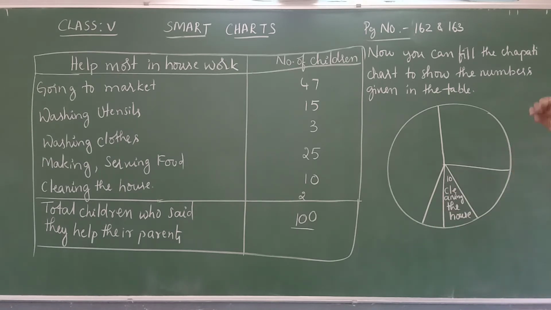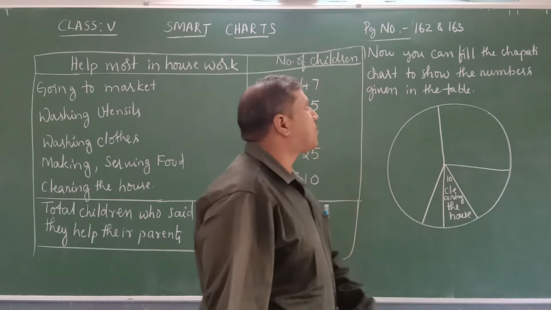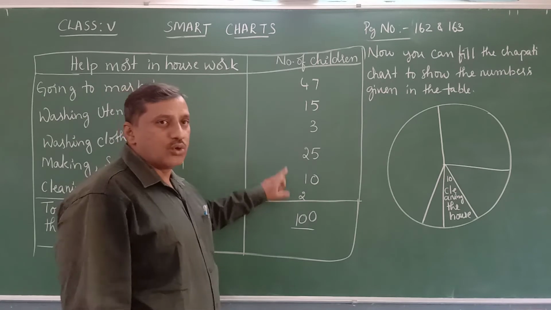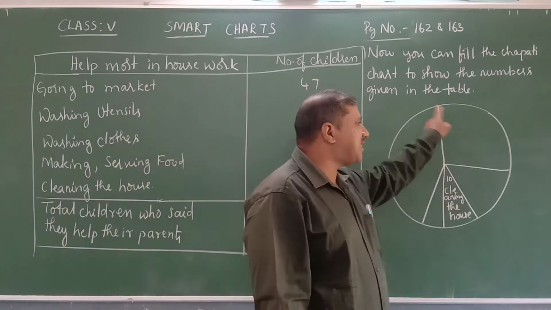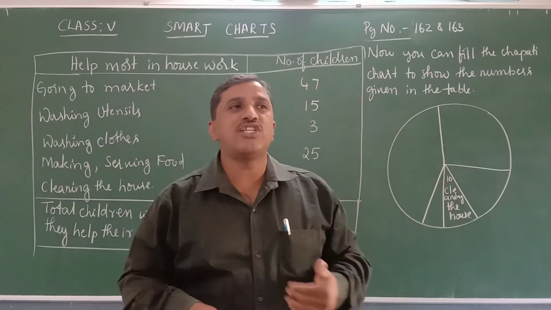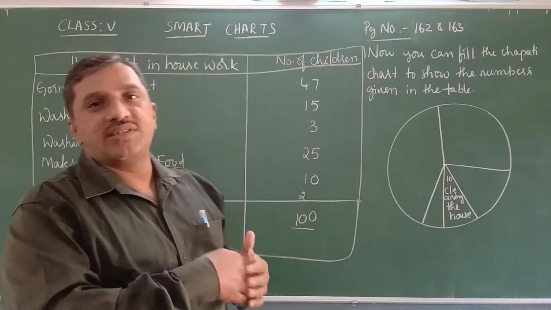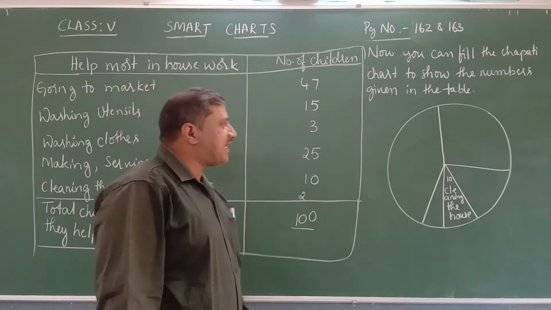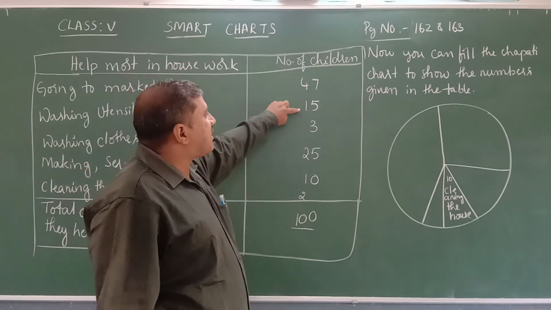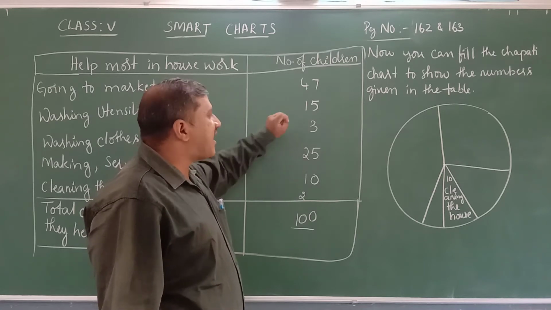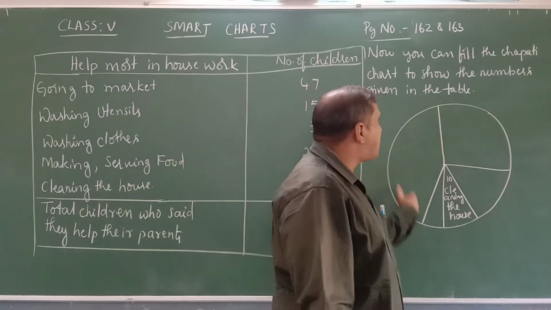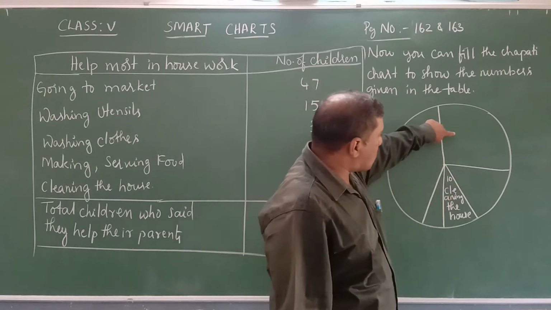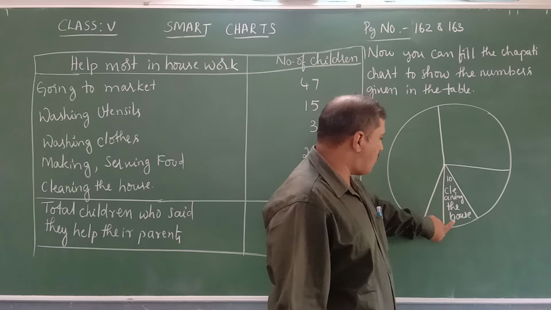Now you can fill the chapati chart to show the numbers given in the table. Use these numbers and fill this chapati chart. Generally, it is the pie chart, which we will study in class 8 using different sectors and angles. Now you see the values 47, 15, 3, 25 and 10. 5 values are there. The circle, that is the chapati chart, is divided into 5 parts: 1, 2, 3, 4 and 5.